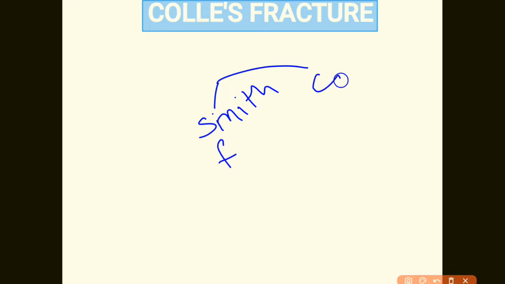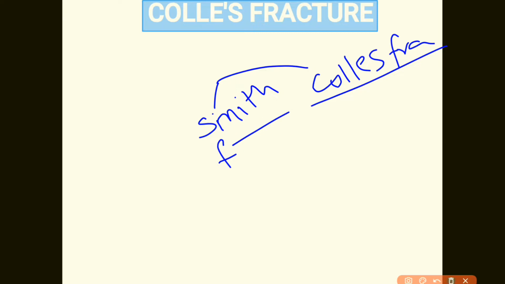Hi guys, we are going to discuss distal fracture of radius. We have two types of distal fracture of radius. First one is a Smith fracture and second one is a Colles fracture. We will discuss them one by one. So the first lecture is about a Colles fracture.